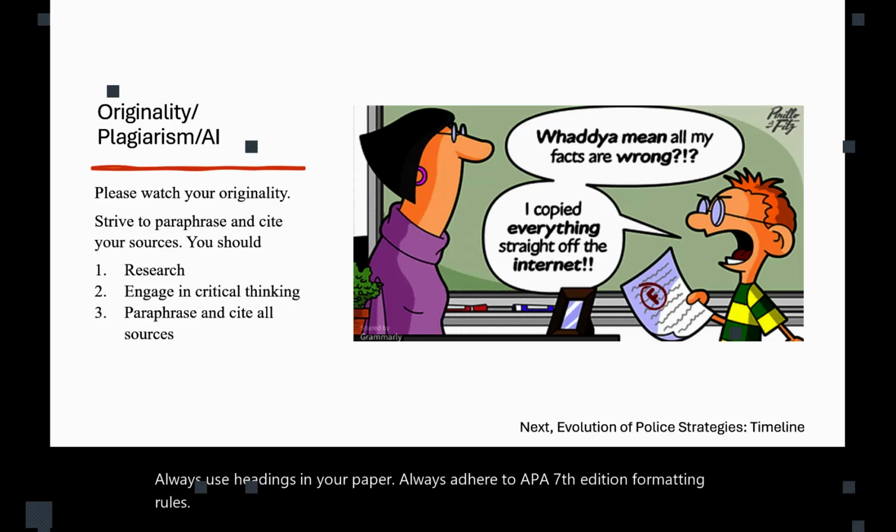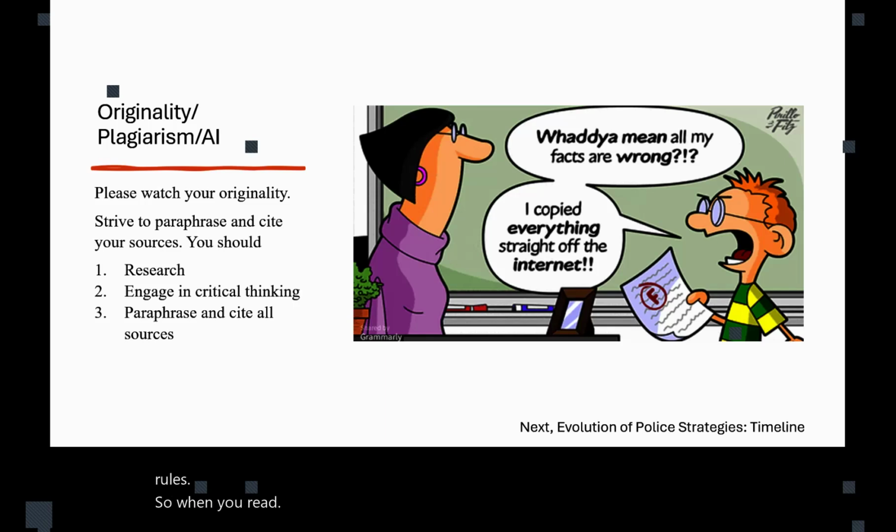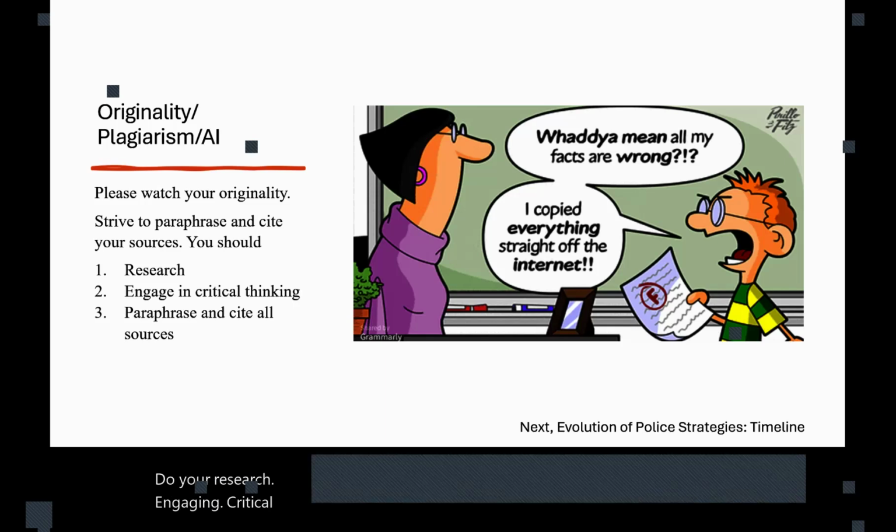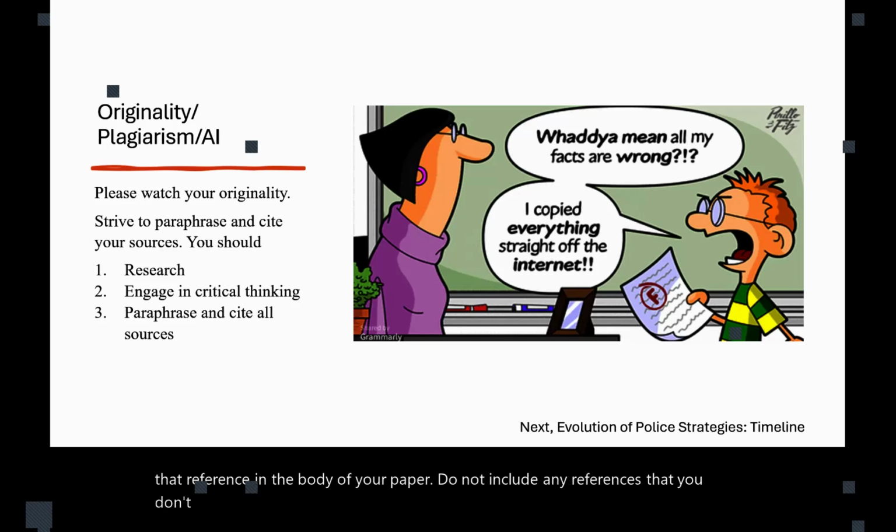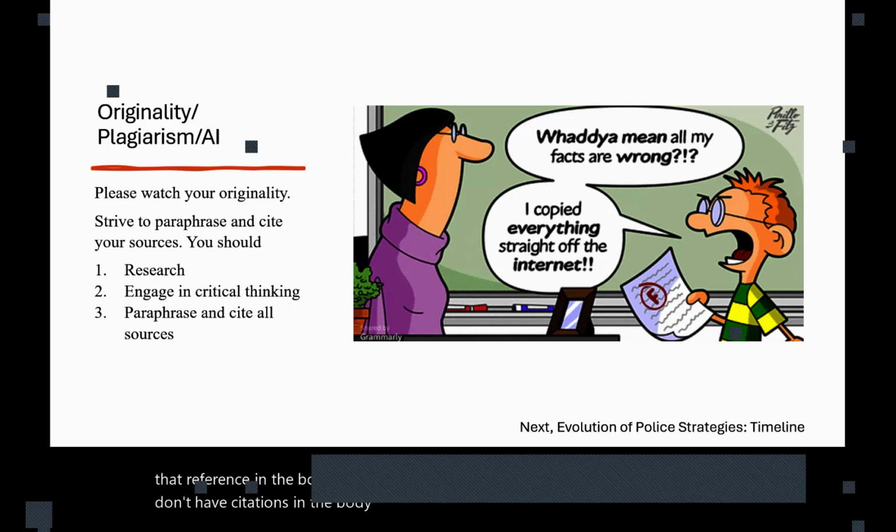So when you read, do your research, engaging critical thinking, paraphrase, and cite sources. Citations go in the body of the paper and references go at the end of your paper. For every reference you include, you should have at least one citation that matches that reference in the body of your paper. Do not include any references that you don't have citations in the body of your paper for.